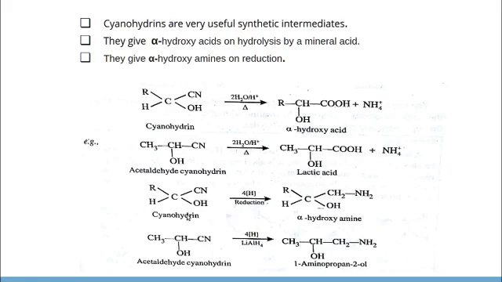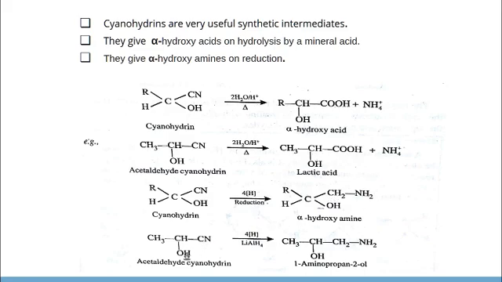Here we have another example, reduction. That means cyanohydrins give alpha hydroxy amines on reduction. On hydrolysis we will get alpha hydroxy acids, whereas on reduction we will get alpha hydroxy amines. So here you can see the reduction reaction. The cyanohydrin on reduction we will get alpha hydroxy amine. That means these cyano groups will undergo reduction. In the hydrolysis case, this CN group undergoes hydrolysis to COOH group. But in the case of reduction, this CN group undergoes reduction to CH2NH2 group.